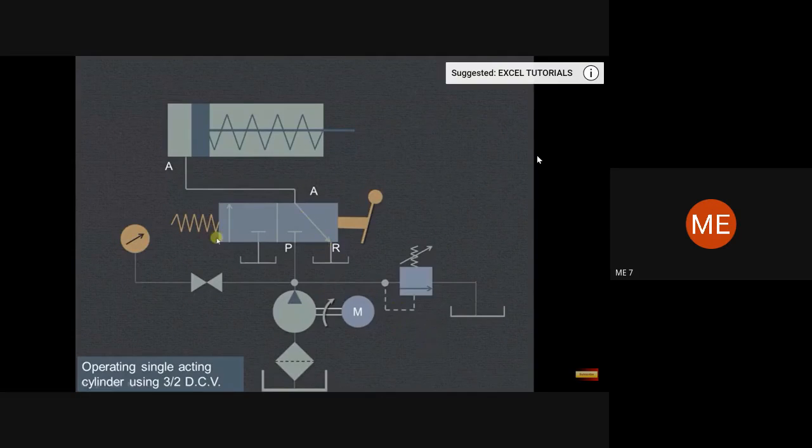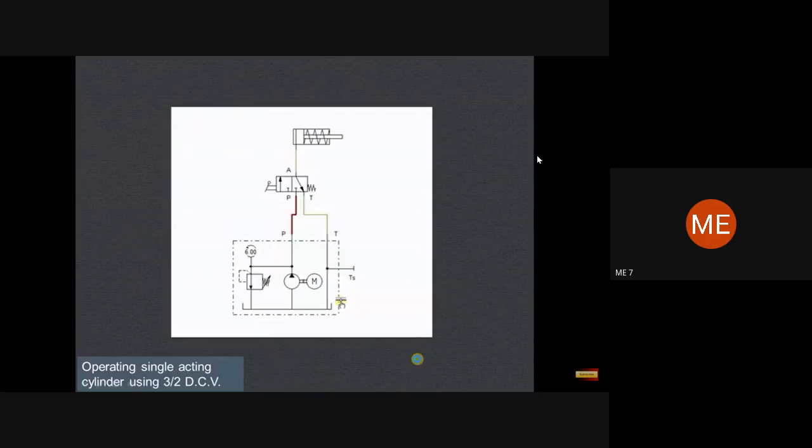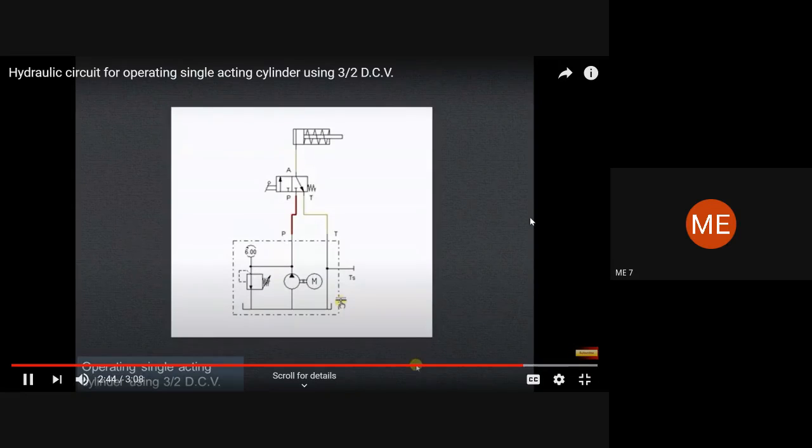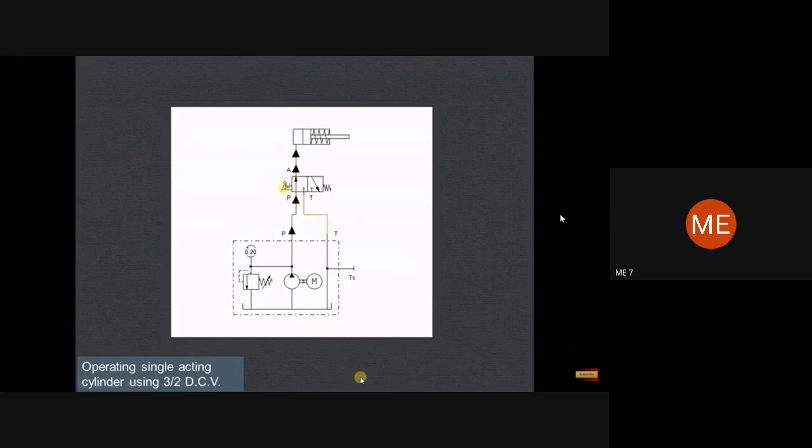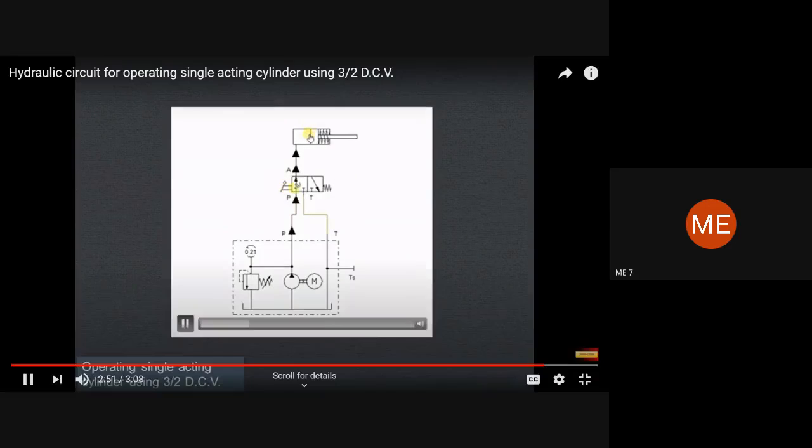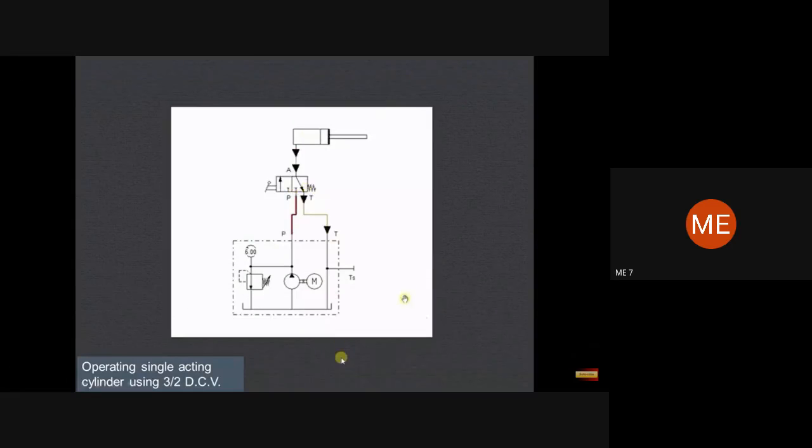So in this way, we can use this single acting cylinder, operation of the single acting cylinder using 3x2 direction control valve. Now let us see the actual circuit animation over here. So when we are in the left envelope mode, then you can see there is an extension of the piston. And when we are in the right envelope mode, then due to the spring force, there will be retraction of the piston and the fluid will go to the reservoir. So in this way, this particular circuit works.